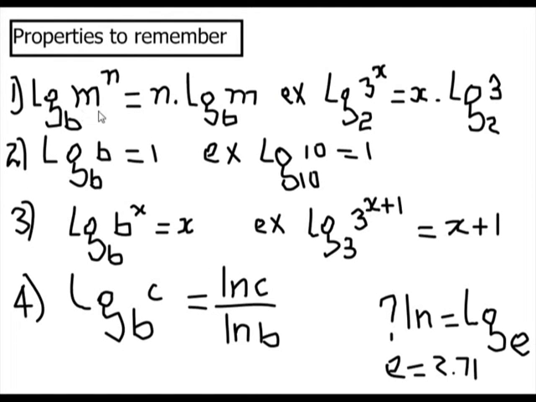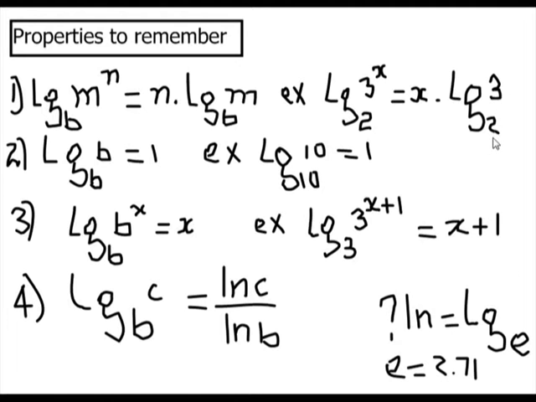Property number 1: if you have an exponent inside a logarithm, you can make a transformation to put it in the form of a multiplication. Like in this example, the exponent n is moving in front: n times log base b of m. This is one of those properties that you will be using when dealing with exponential equations. I put an example here, log base 2. You see the exponent x, now it's right here. So you have x log base 2 of 3. You just move the exponent. That's the property. But for this example, you end up with x log base 2 of 3.